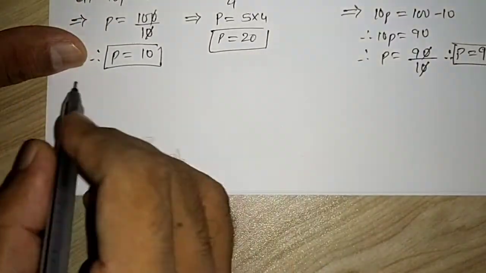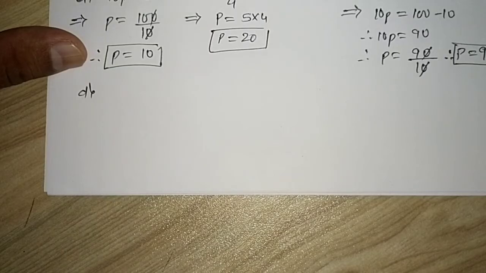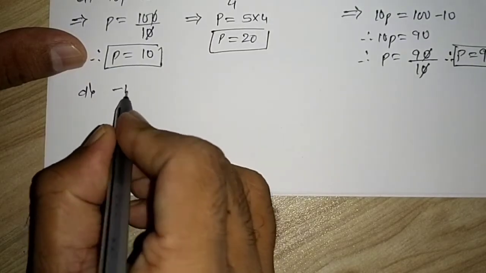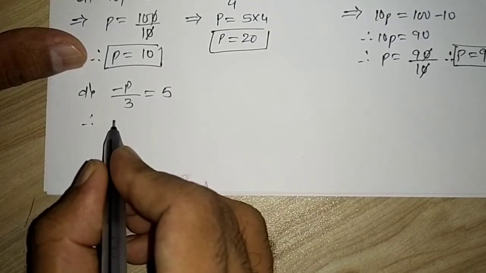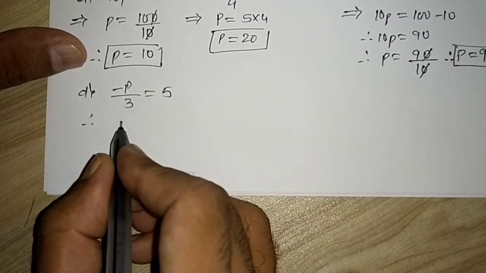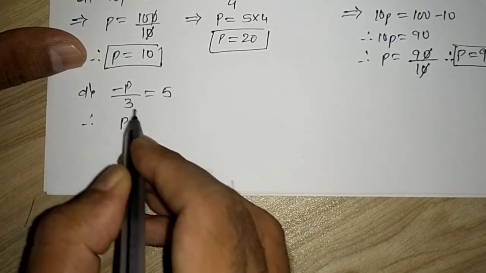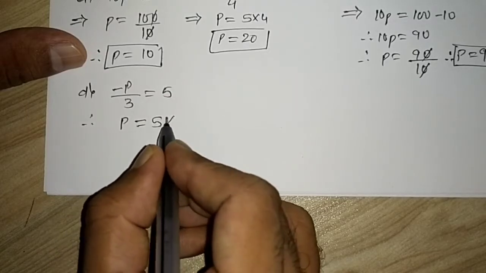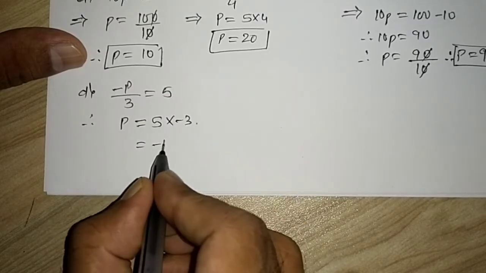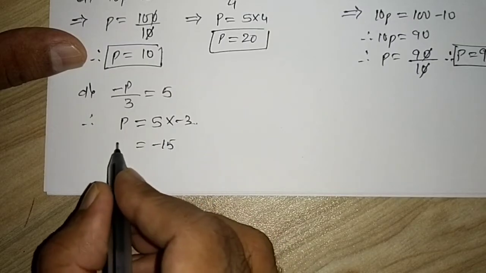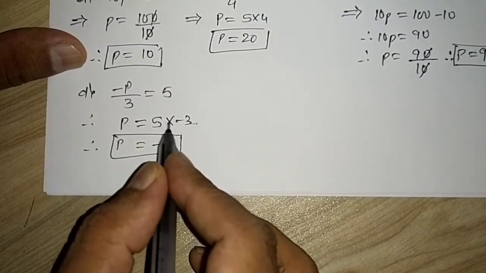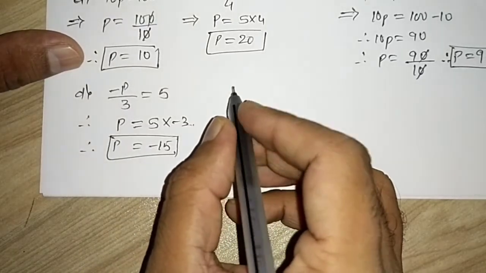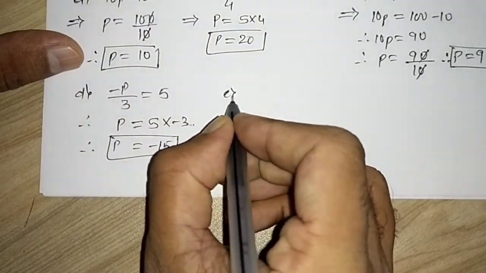Now part D, minus p divided by 3 is equal to 5. Therefore p will remain as it is. This minus and 3 will go that side and multiply, so we will get minus 15. 5 3s are 15 and minus sign. Again I am telling you, write transposing, right?